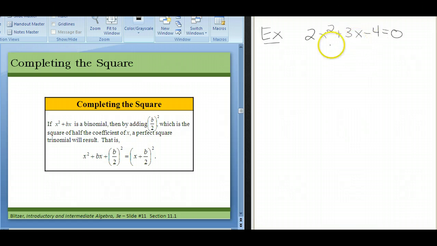Again, let's make our first step to be isolating the x's on one side and getting all the numbers on the other side, so that we have just the x squared plus bx to work with. So that means we have 2x squared plus 3x equals 4. Well, notice over here in completing the square it says if x squared plus bx is a binomial. What's in front of that x squared right there? There's an invisible 1 living right there, yes? That's a requirement for using this completing the square technique. If we have any other kind of a number living in front of that x squared right now, that's not good. We don't like that, right?